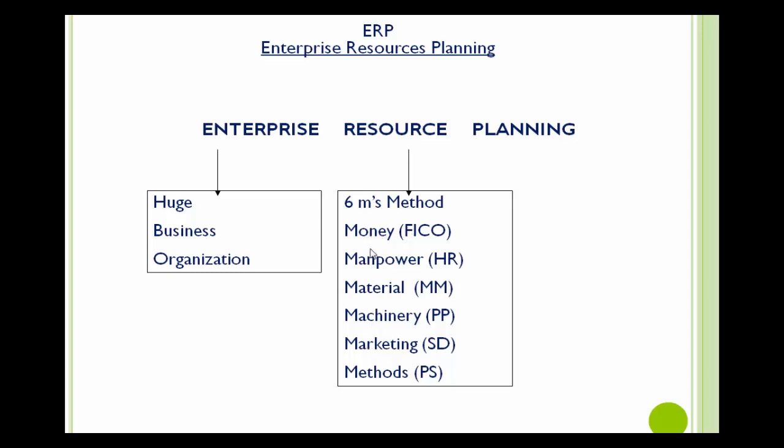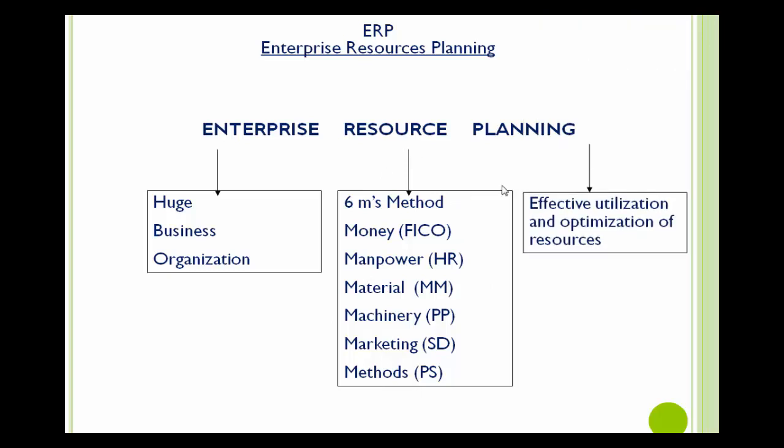The first one is money. Money means capital or budget, the general things we talk about in industry. The same in SAP: they have launched a module called FICO. Manpower is HR, material is material management, machinery is production planning, then marketing is sales and distribution, and methods is project systems. All these are the 6M's, and not only the 6M's method but plenty of natural resources. Based on that, resources are available.